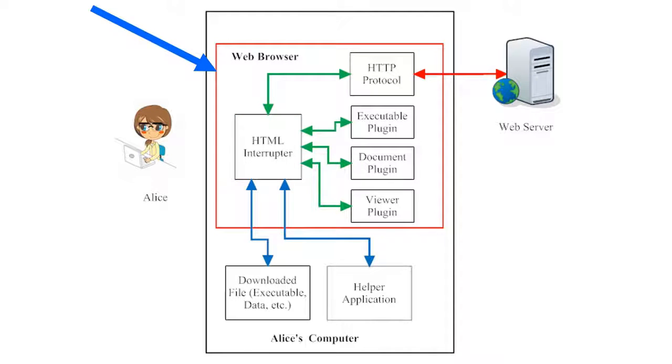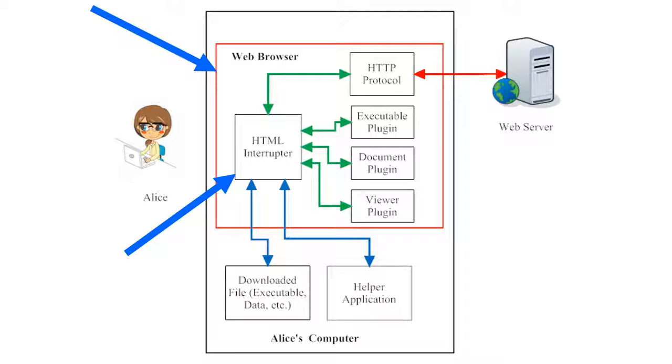A major component of the web browser, then, is the HTML interpreter, which allows the web browser to decode and display web pages that are written in HTML. In this image, notice that Alice's whole web browser is represented by a red box, and the HTML interpreter part of her browser is represented by a smaller black box within the web browser. The HTML interpreter is part of the web browser, but the web browser does more than just decode and display web pages written in HTML.